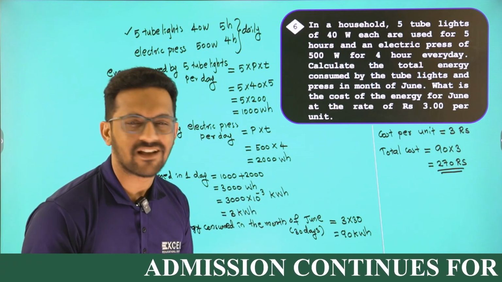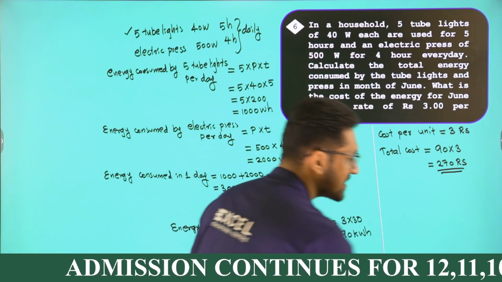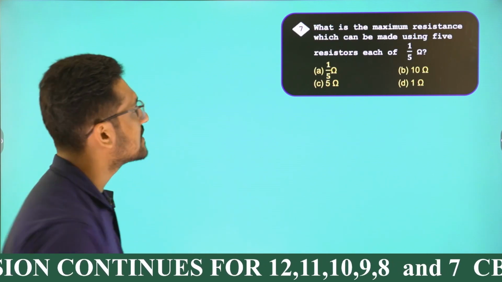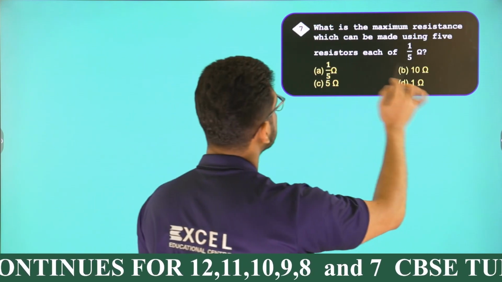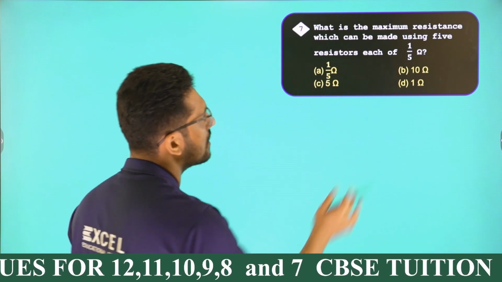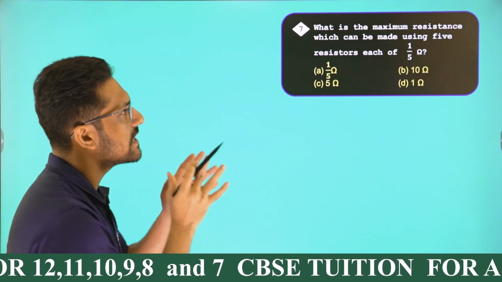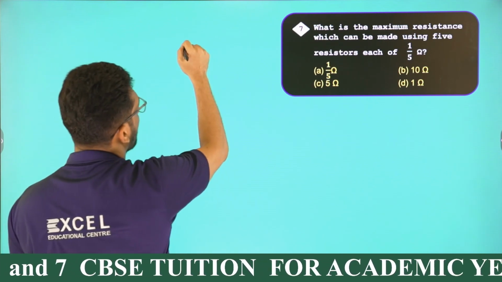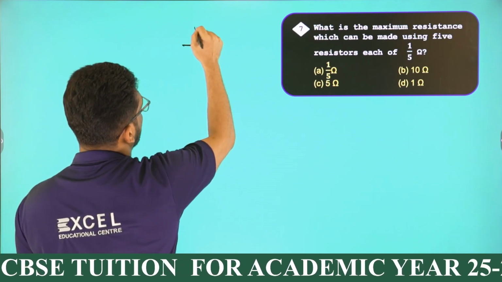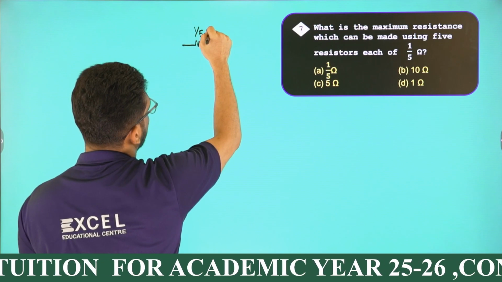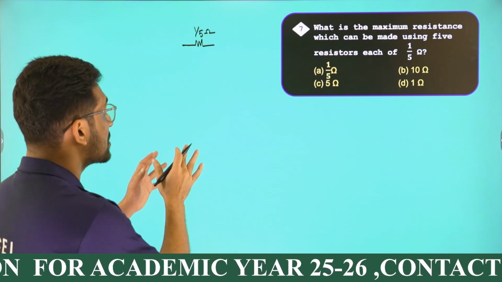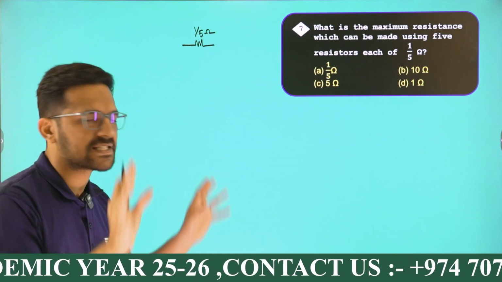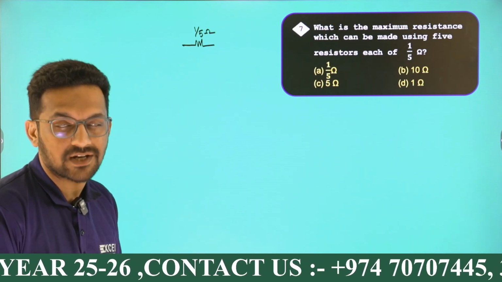How is this question? A very simple question, right? Once you understand that, it's very simple. Let's see an MCQ. What is the maximum resistance which can be made using 5 resistors each of 1 by 5 ohm? That means you have a resistor having the value 1 by 5 ohm, and you have 5 such resistors. What is the maximum resistance you can get from this?